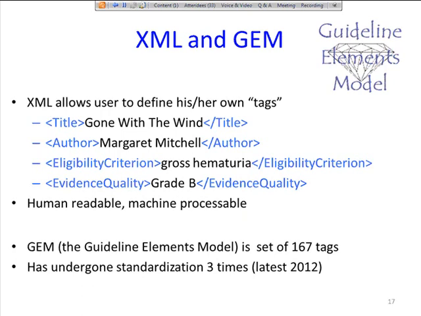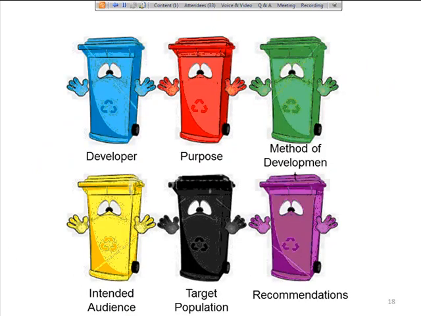GEM, the Guideline Elements Model, is a set of 167 right now of these tags that are relevant to guidelines. That set of tags has undergone standardization 3 times, most recently in 2012.